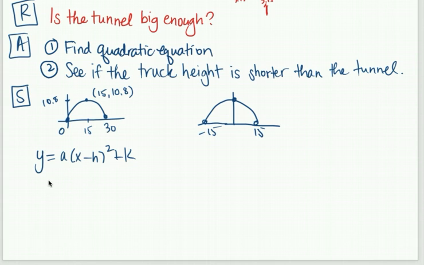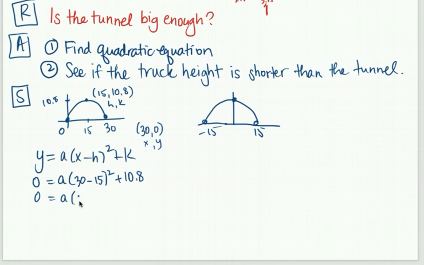Okay, and so again, there's the vertex right there. There's h, k, and then I do have another point, so I can use this one, 30, 0. So I can use 30, 0 for my other point, which is my x, y, and then I just have to figure out my a value here. So y is 0, a we don't know, x is 30, subtract h is 15, plus k, which is 10.8.